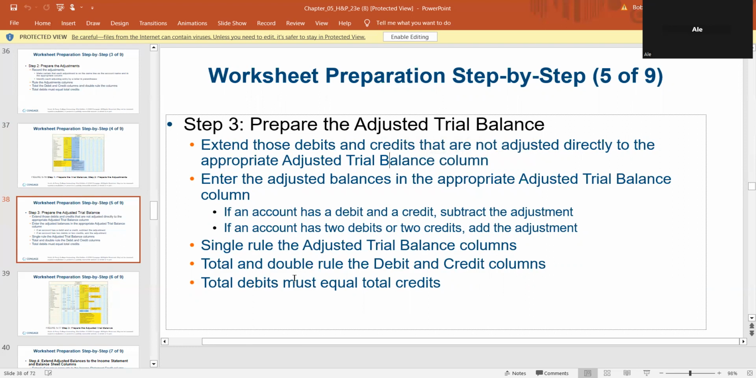And then they're talking about double lines and stuff. I'm not worried about that. And of course, guess what? Debits must equal credits. Who knew?